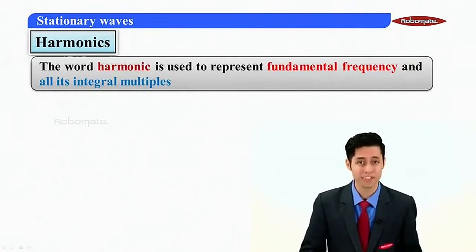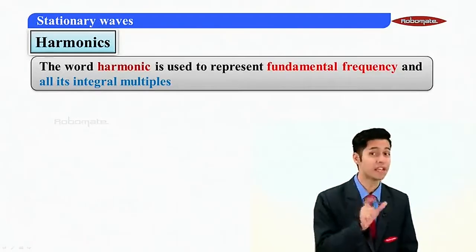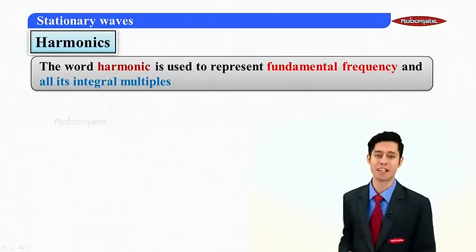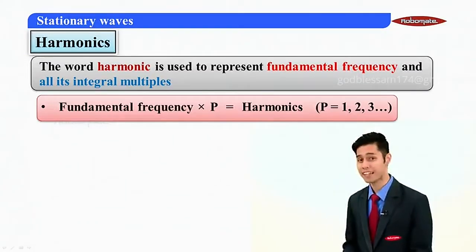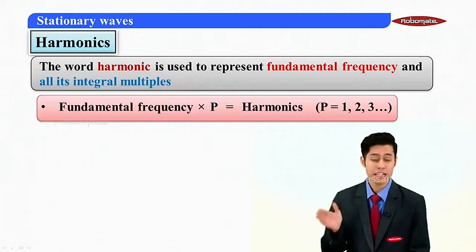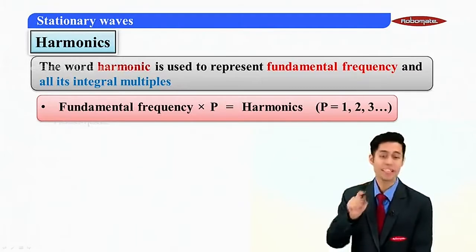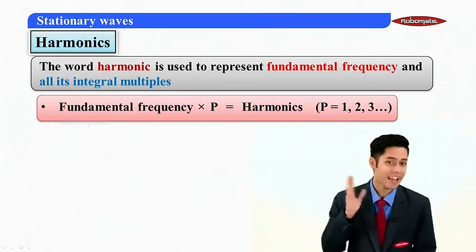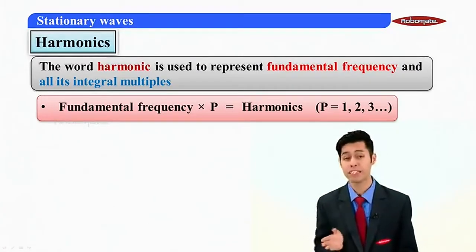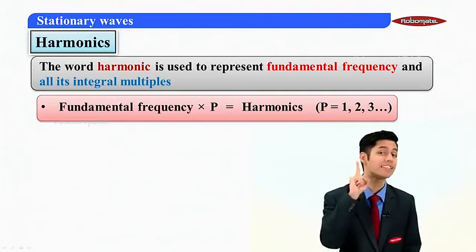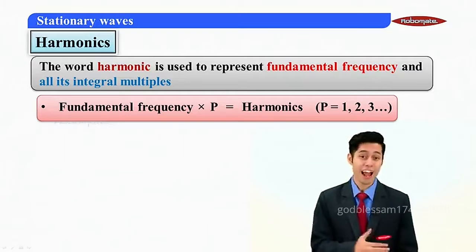To define harmonics, the word harmonic is used to represent the fundamental frequency, that is the basic frequency, and all its integral multiples. So, if I generalize the formula of harmonics, it will be something like this. Fundamental frequency multiplied by P is equal to harmonics, where P can have the value starting from 1, 2, 3 up till N. So if I keep 1 over there, it will be fundamental frequency multiplied by 1, so it will be the first harmonic. If I keep 2 over there, it will be the second harmonic, and so on.